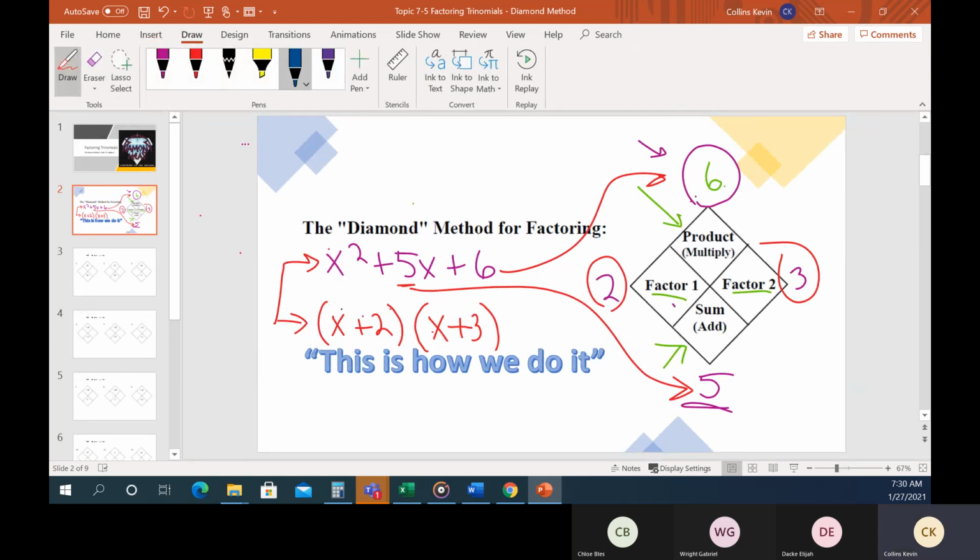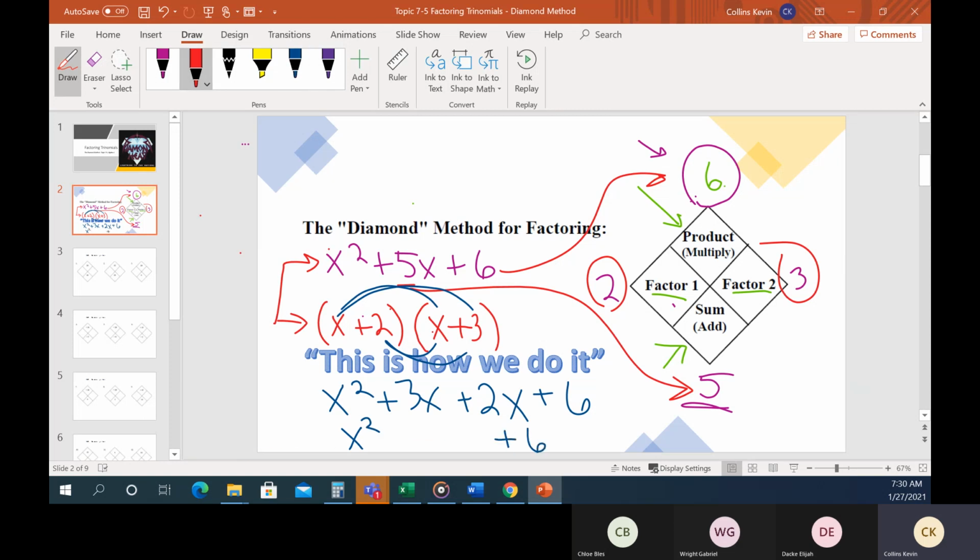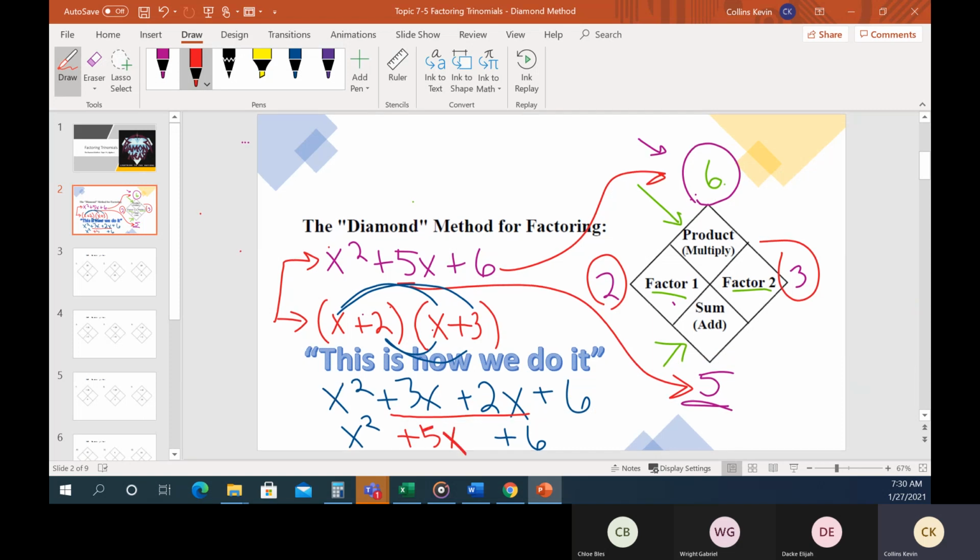So we do x times x, that's x squared. We do x times 3, that's plus 3x. We do 2 times x, that's going to be plus 2x. And then 2 times 3 is plus 6. So we have an x squared term, we have a number term. So bring them down, we get x squared, plus 6. And then the two guys in the middle, we can put them together, right? 3x and 2x is going to be 5x. And notice that this is what we started with.